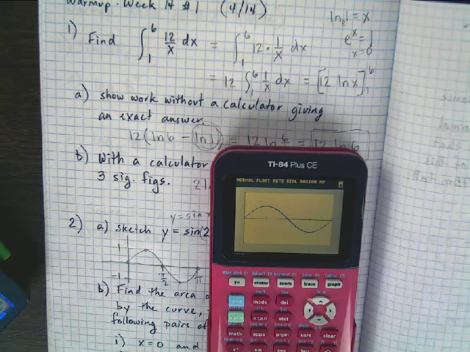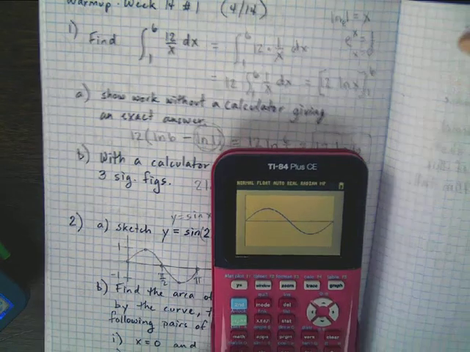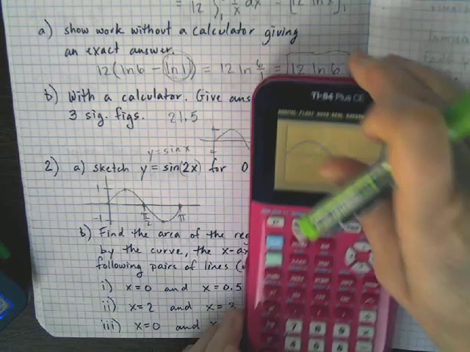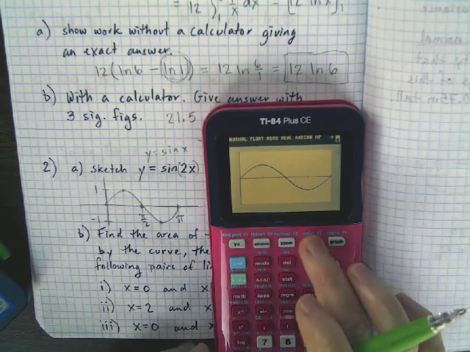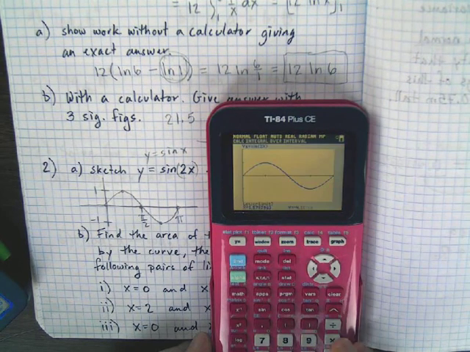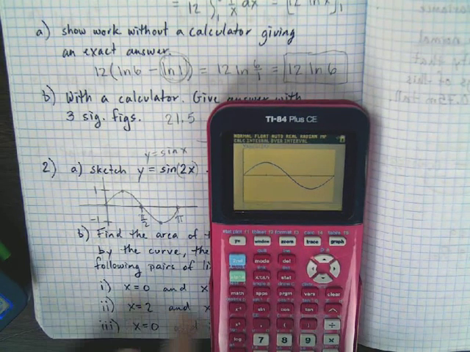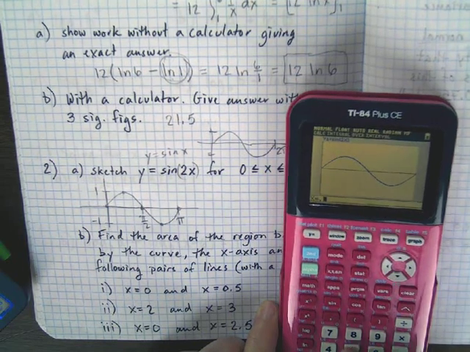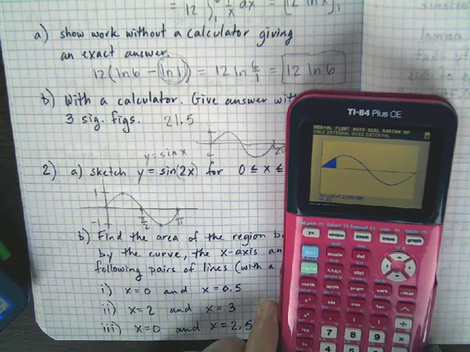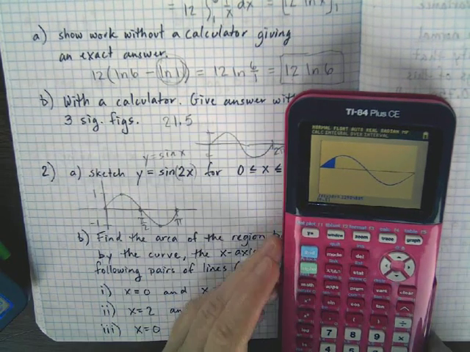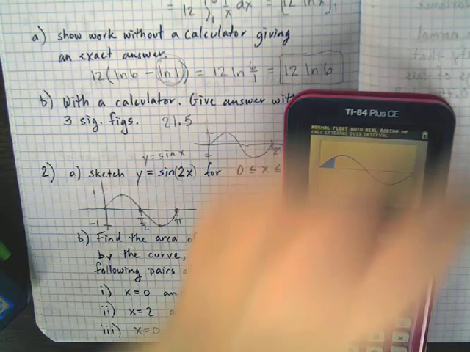Okay, so now I'm going to go ahead and find my areas. So if I do second calculate, number 7, my lower is 0 and my upper is 0.5. Hit enter, and it shows me the area right there, and I get an answer of, where are my glasses? I can't see that.